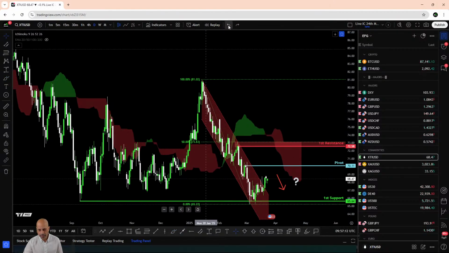Right, so these are the key levels for XTI USD. This is the instrument that tracks the WTI crude oil futures, and I think crude oil could have a little bit of tailwind today, especially after breaking out of this downward channel last Thursday.